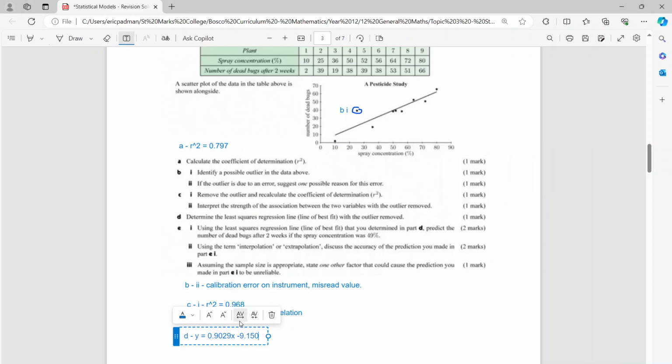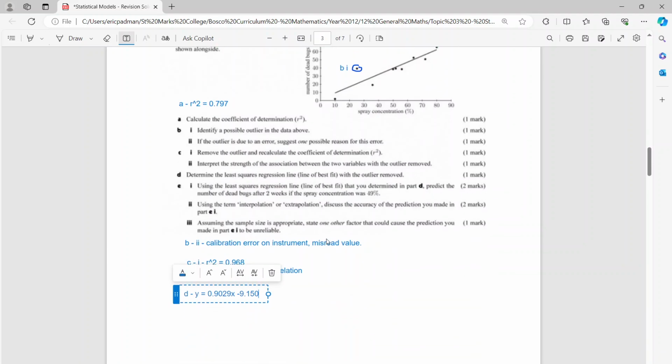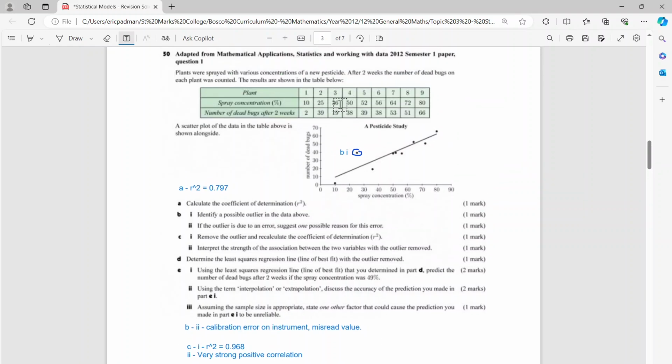Using the squared regression line, predict the number of dead bugs when spray concentration was 49%. This is actually very similar to the previous question, I must admit. Maybe it's a little bit redundant. The idea of the outlier is probably the only thing that's different about this. You're doing some extra interpolation, and actually no, we only do interpolation because 49 falls inside there.